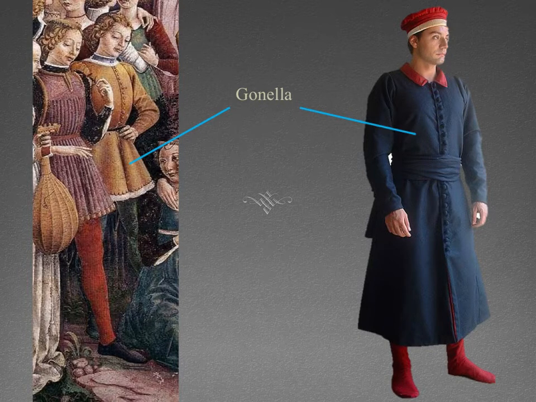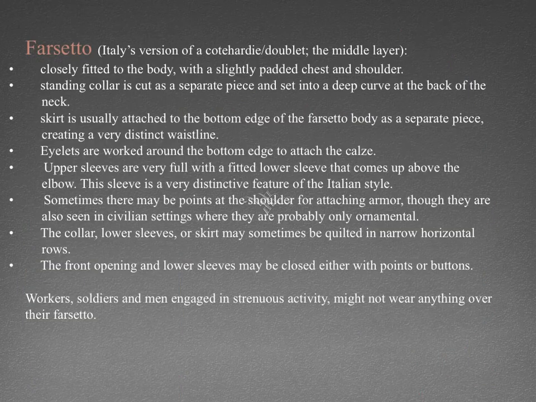And here's examples of a gonnella. So similar in shape to that chopa, but without that pleating. So it's a closer fit style, and it's opening down the center front with buttons. It may or may not have a collar, and it's going to have sleeves attached. And as you can see, the length can vary from mid-thigh to mid-calf here.